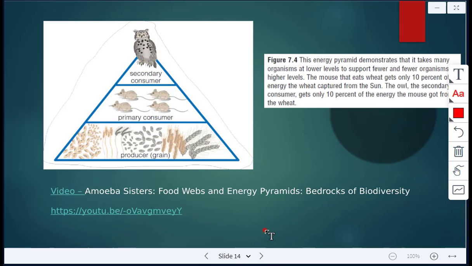And eventually this energy provides the energy needed for the growth of new organisms. So here we can see an energy pyramid. It's showing that it takes many organisms at the lower levels to support the fewer and fewer organisms as we go higher up the pyramid. The mouse that's going to eat the wheat here only gets 10% of the energy the wheat captured from the sun. The owl is a secondary consumer, and it's only going to get 10% of the energy that the mouse got from the wheat. There is a video here as well for you to watch on energy pyramids and that 10% rule.